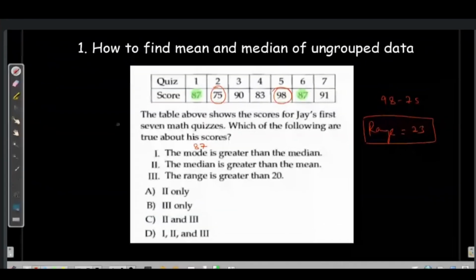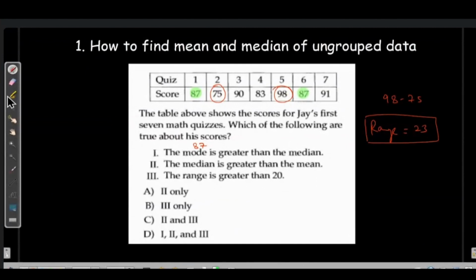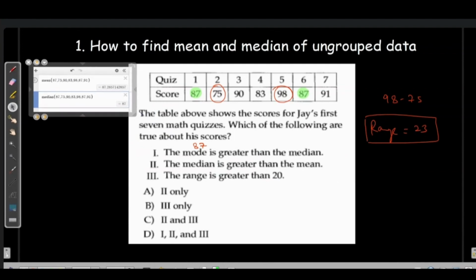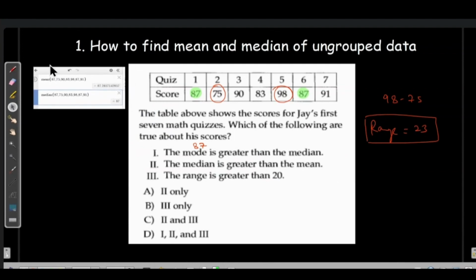All right. So what we concluded from Desmos is right here, having a mean which is 87.28 or 29 probably. So I'm going to say the mean is 87.29, and I'm going to say that the median is 87. Right. The first question is: is the mode greater than the median? Median is 87, right? Nope. Mode and median are equal. So it is not greater. So D is absolutely wrong because option one is ruled out.